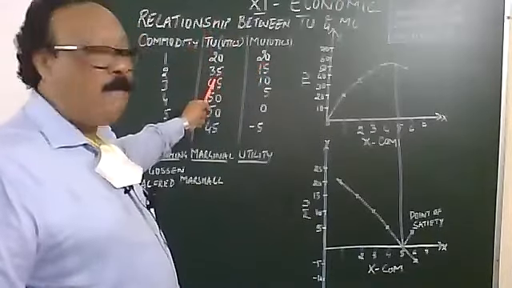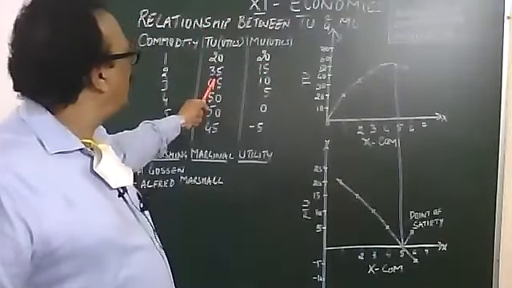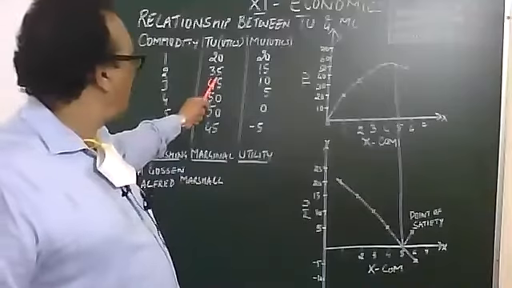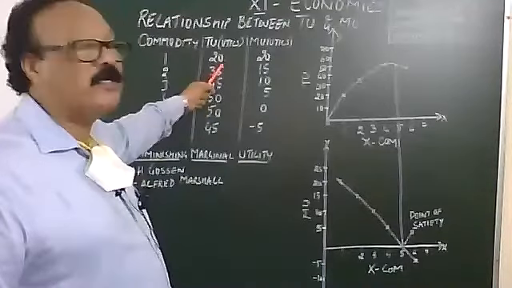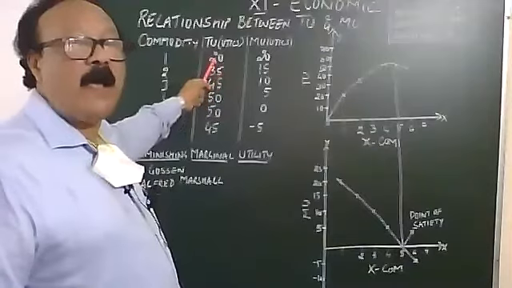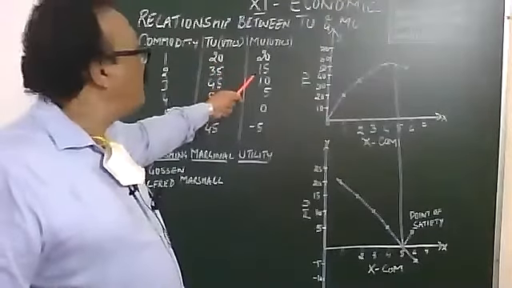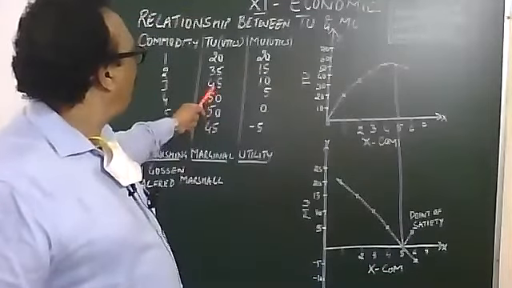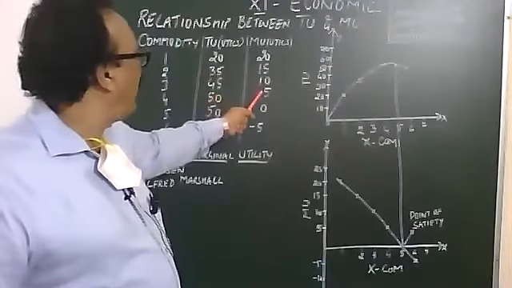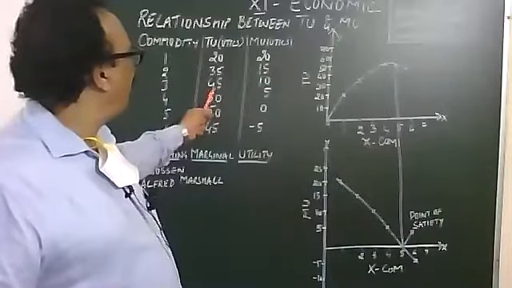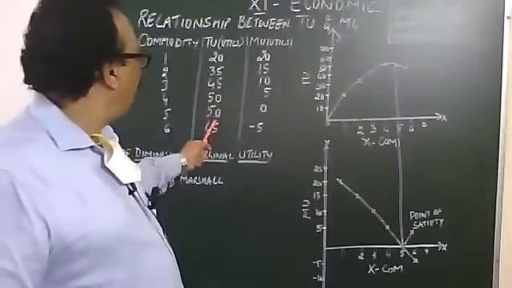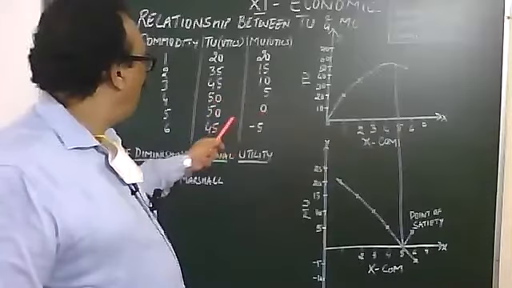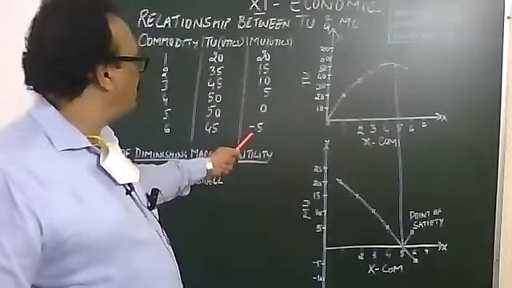Second one, MU is equal to TUn, that is 35, minus the one above. 35 minus 20 is equal to 15. That's how you get it. Then next, the third, 45 minus 35, you get 10. 50 minus 45, you get 5. 50 minus 50, you get 0. 45 minus 50 is minus 5.